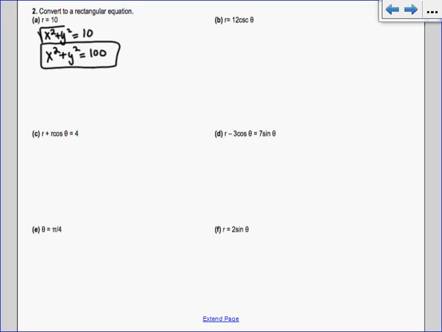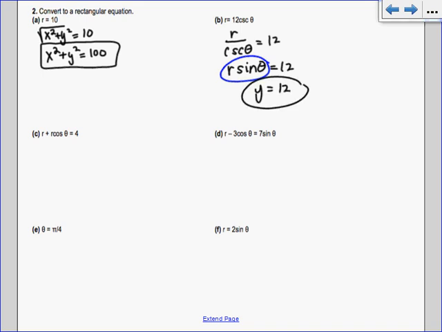Okay, if we have r equals 12 cosecant theta, well, we know that if we divide by cosecant theta, kind of close to the form that we know, we get r times sine of theta equals 12. And r sine of theta is the same as y, right? So we get y equals 12. Okay, so the first one was a circle, part A. This one, y equals 12, ends up just being a horizontal line through 12.